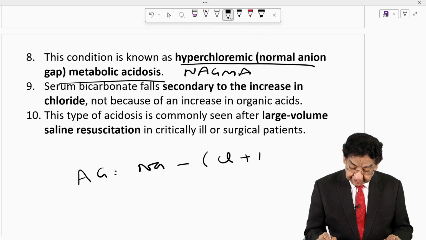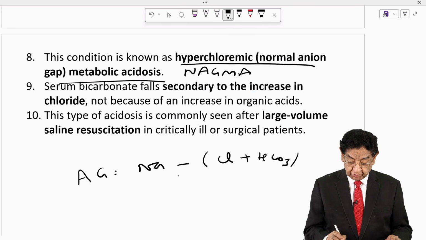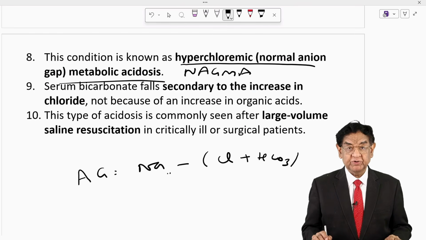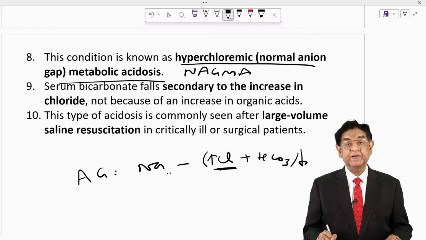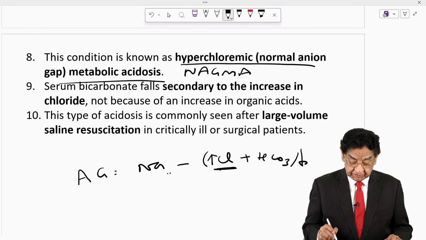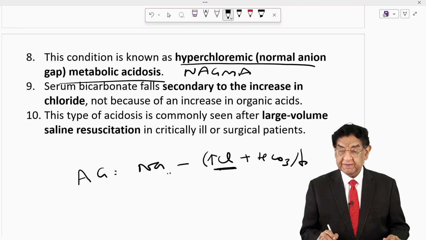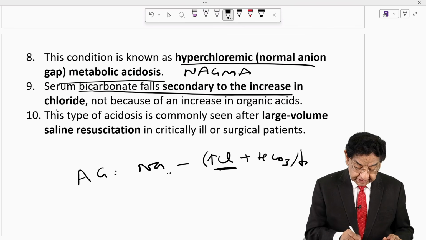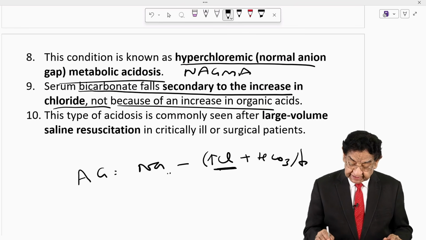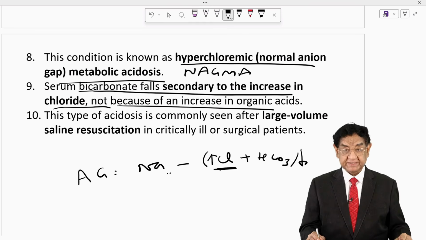plus bicarbonate. Some books include potassium here also, but majority of the time it is only sodium; potassium is not included. So when we are increasing the chloride, bicarb will automatically get reduced. So that will produce hyperchloremic metabolic acidosis. Serum bicarbonate falls secondary to increase in chloride, not because of increase in organic acids.